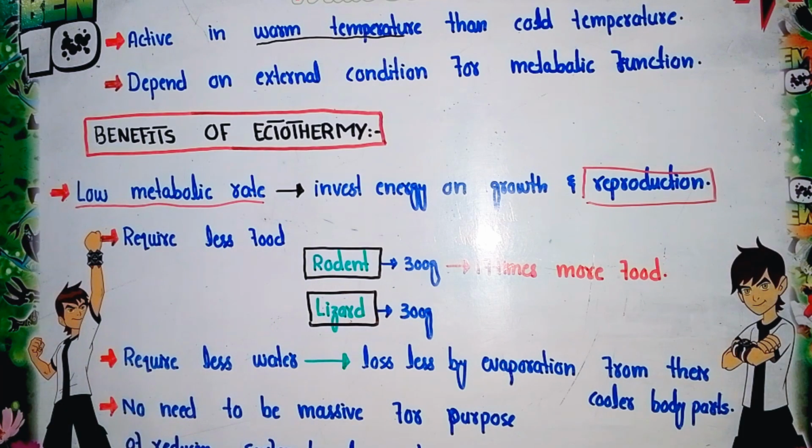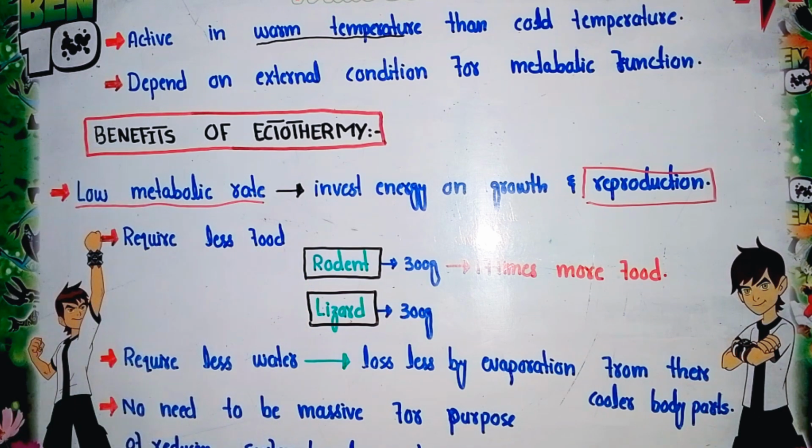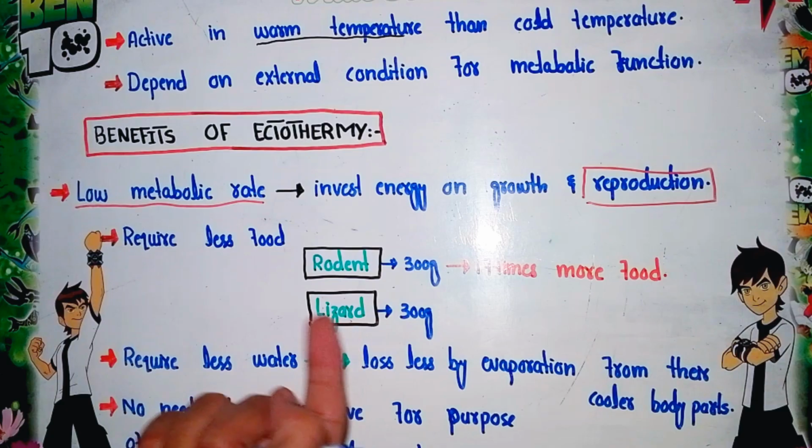Now when this organism has a low metabolic rate, it means that they will require less food. So when they take less food, their metabolic rate is automatically low. So here we will compare the endothermic animal to the ectothermic animal in the case of food. Suppose we have an endothermic animal, a rodent, and an ectothermic animal, for which we take the example of lizards.